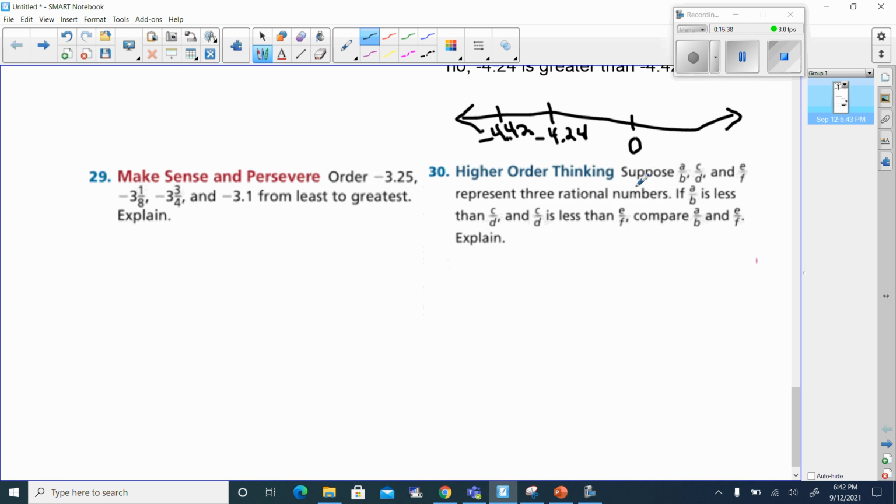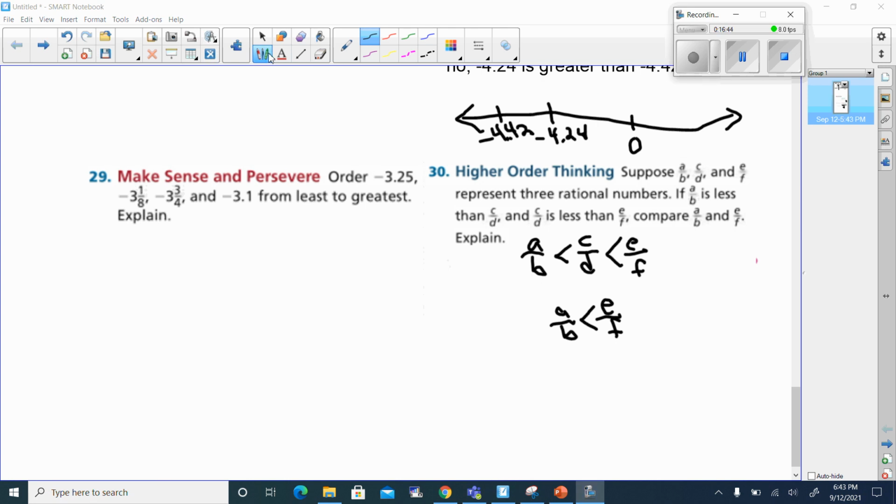Higher order thinking question. Suppose A over B and C over D and E over F represent three rational numbers. If A over B is less than C over D, and C over D is less than E over F, wow, okay, so let me check this out. Compare A over B and E over F. Well, that would mean A over B has to be less than E over F. I would think that would have to be my answer.